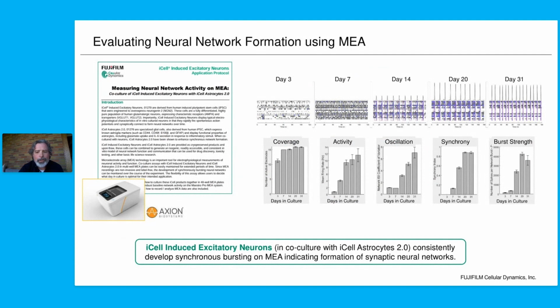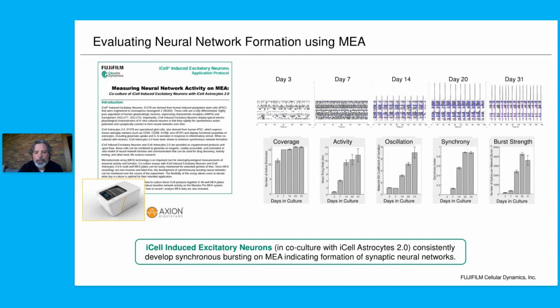In the set of data shown on this slide, we're using the Axion Maestro MEA platform and co-culturing induced excitatory neurons with our iCell astrocytes 2.0. So when we do MEA culturing, we encourage neurons to be co-cultured with astrocytes, as the astrocytes help mature and develop the synchronized bursting of neural networks and really mature the network formation.